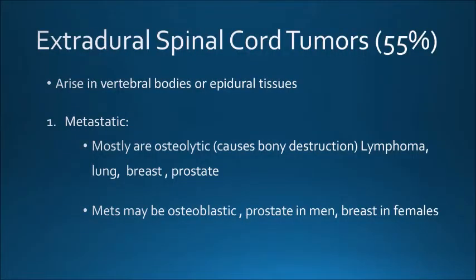So coming to the extradural spinal cord tumors, they are 55% of the spinal cord tumors. They arise in the vertebral bodies or the epidural spaces. The most common ones here are the metastatic spinal cord tumors. The extradural metastatic tumors are most commonly osteolytic, causing bony destruction, and they arise from lymphoma, lung, breast, and prostate. Mets can be osteoblastic, especially in cases of mets from the prostate and the breast.